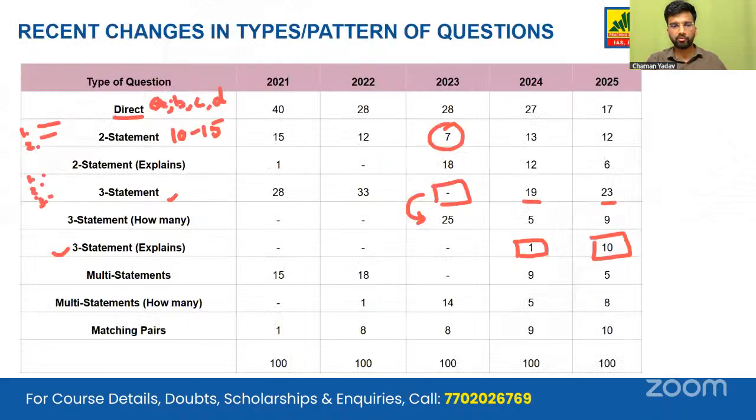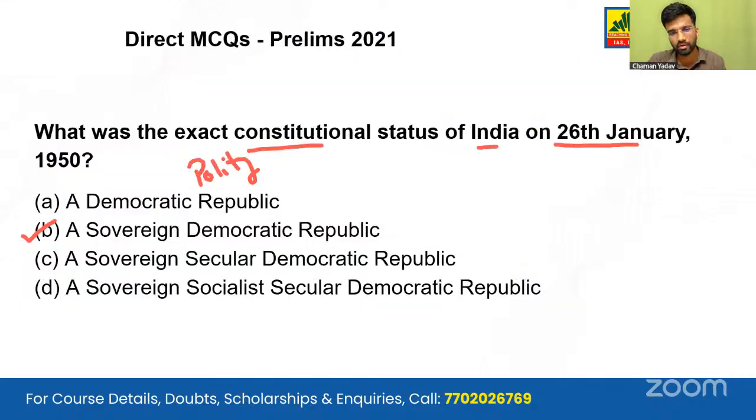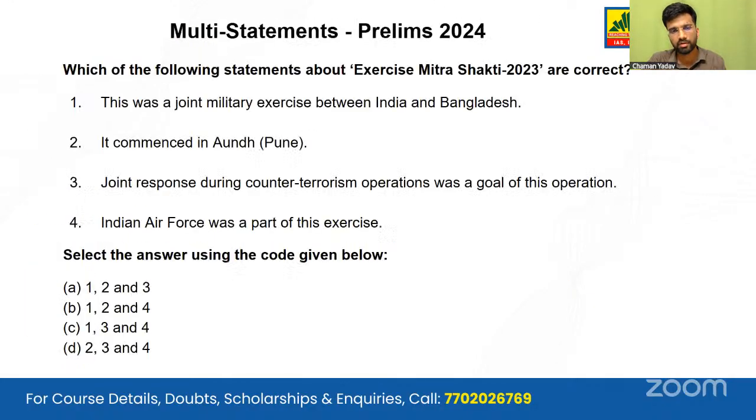Moving on to the next type of questions, the multi-statement questions. Multi-statement questions are any of the questions in which you are given more than 3 statements or keywords or entities in the answer, and you are asked which of the above are correct. So sometimes what UPSC does is it gives more than one statement, more than 3 statements.